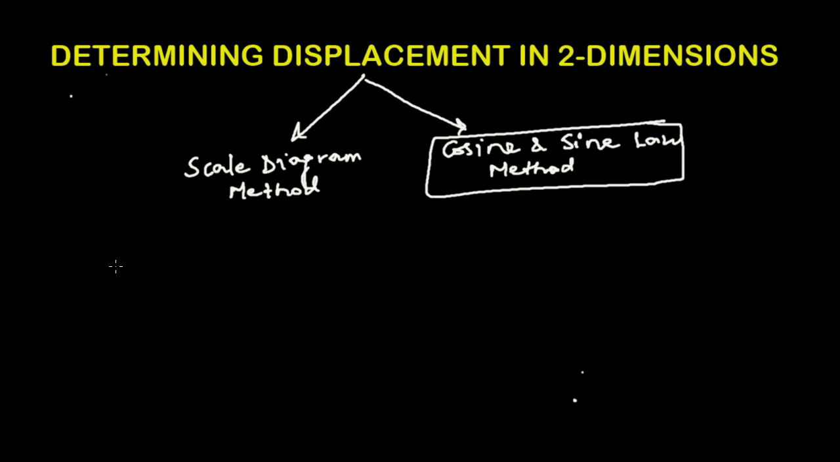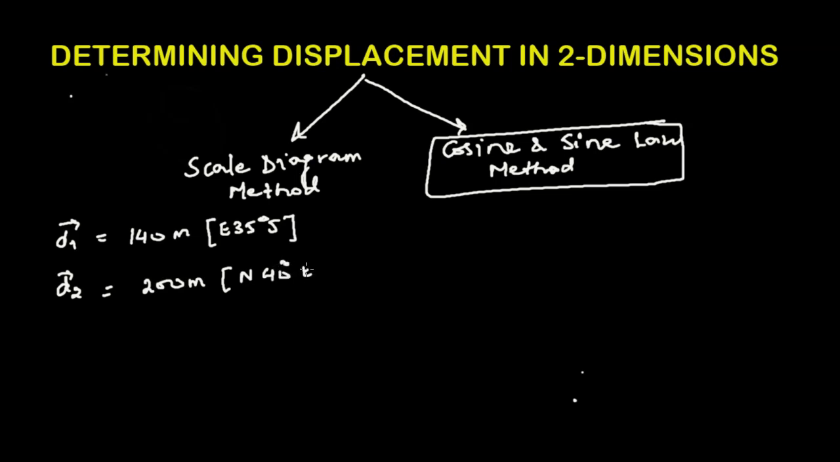Suppose you're walking to your friend's house and you take a shortcut across an open field. Your first displacement is displacement vector 1, which is 140 meters east, 35 degrees south. This can also be read as 35 degrees south of east. Then you turn and cover a displacement of 200 meters north, 40 degrees east. Now, if you're asked to determine the total displacement, we would first draw the displacement 1 and displacement 2 vectors.